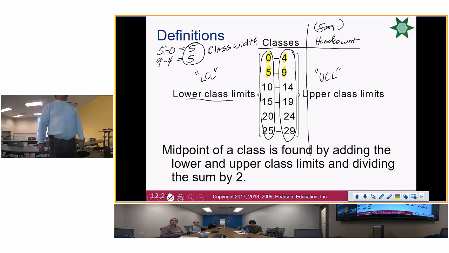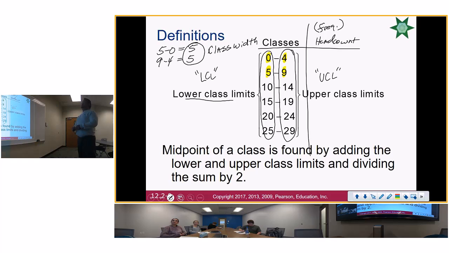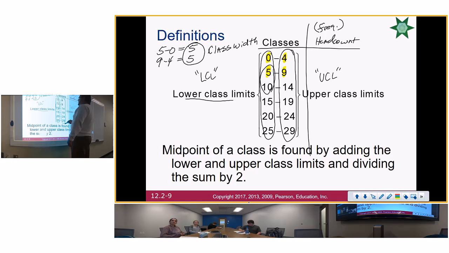That's not the class width. The class width is 0, 1, 2, 3, 4. The class width is 5. I do not teach people to do 4 minus 0, because that is not correct. I tell people to do 10 minus 5. What's 10 minus 5? 5. What's 15 minus 10? 5. What's 20 minus 15? What's 25 minus 20?